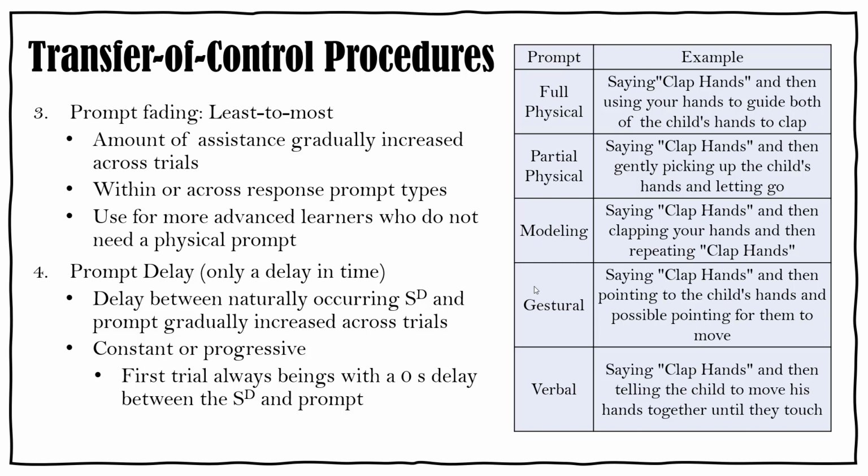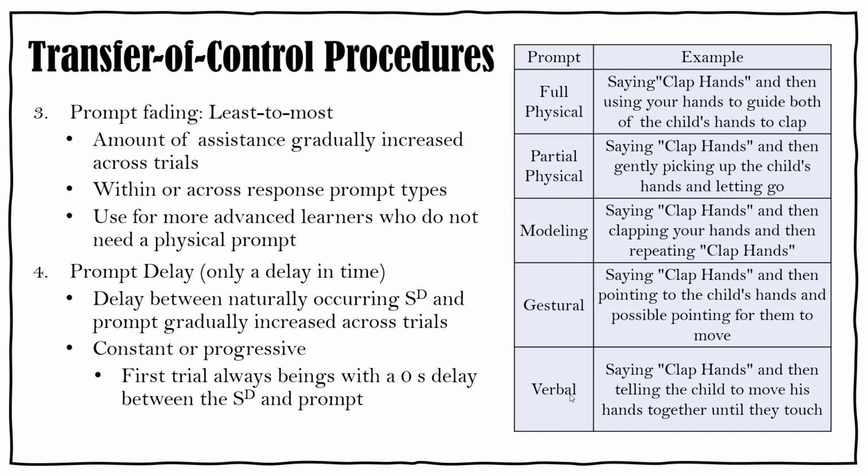And so this is a time delay between the natural occurring SD and the prompt. So it's a little different than your least to most and most to least. So you typically have one prompting method. So let's take our verbal. Let's go back to Miss Smith and Susie. She holds up the flashcard with the written word cat. And at the first trial, Miss Smith will hold up the flashcard and say cat.